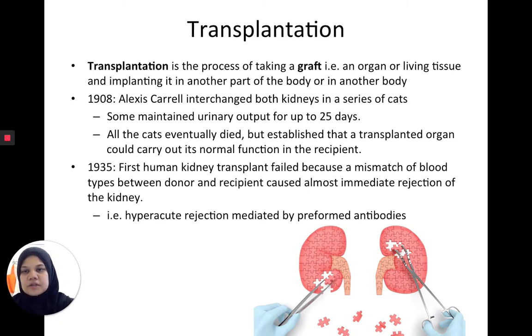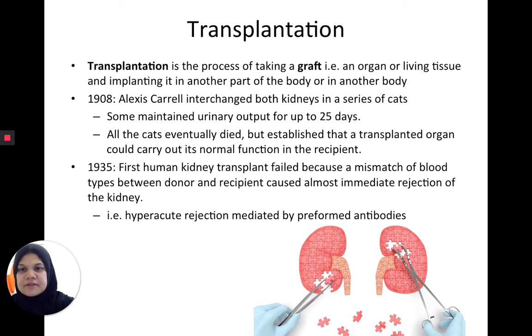So this started in history in 1908, where Alexis Carrel interchanged the kidneys in a series of cats. So both kidneys he actually interchanged, and he noticed that some of them were still able to perform the function, which is urinary output, for up to 25 days. But then eventually all of the cats died. But that series of experiments essentially tells us that it doesn't matter if the organ comes from another body, if it's put in, it can resume its function.